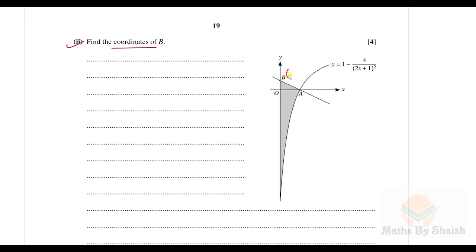Before that, we can find the coordinates of A. It is on the x-axis, so y will be 0. I'll put y equal to 0 here, and I'll get 0 = 1 minus 4 over (2x + 1) whole squared. So this becomes 2x + 1. I'll bring it here: 1 is equal to this, so (2x + 1) squared is equal to 4, and hence 2x + 1 will be plus or minus 2.